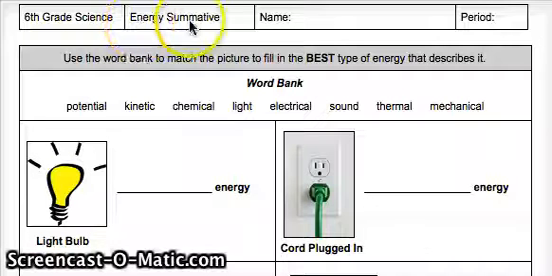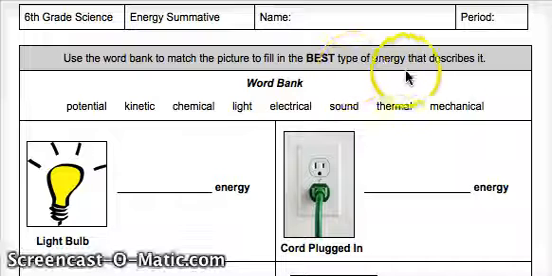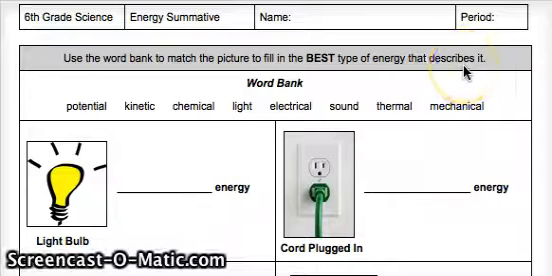This is your energy summative. You should have put your name at the top and your period number. We are going to start with the pictures that you see on the front of your test. You are going to use the word bank right here to match the picture to fill in the best type of energy that describes it.